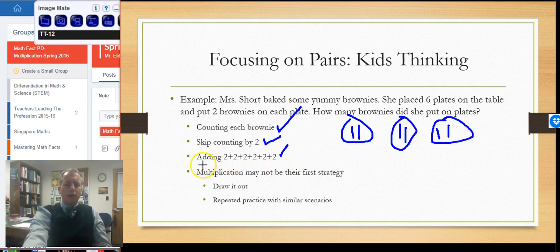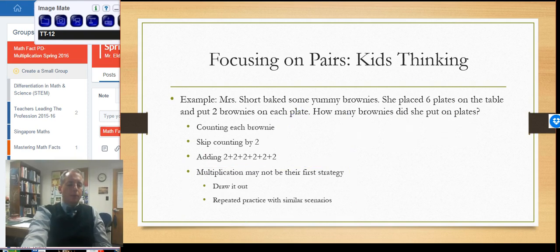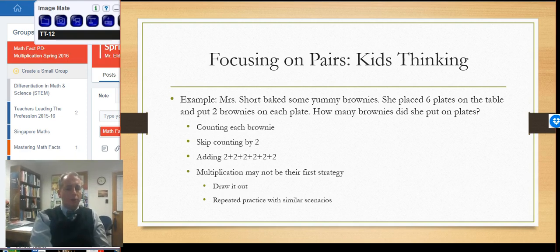But we have to recognize that, and we want to honor for kids, that multiplication might not be their first strategy. And this is one of those places that, if this is the very beginning of learning multiplication or the very beginning of learning this fact, kids may not choose to multiply. They may choose to add, and they might fight it for a while. I mean, think about the toddler who's thinking, I can crawl faster than I can walk. Why do I want to walk?